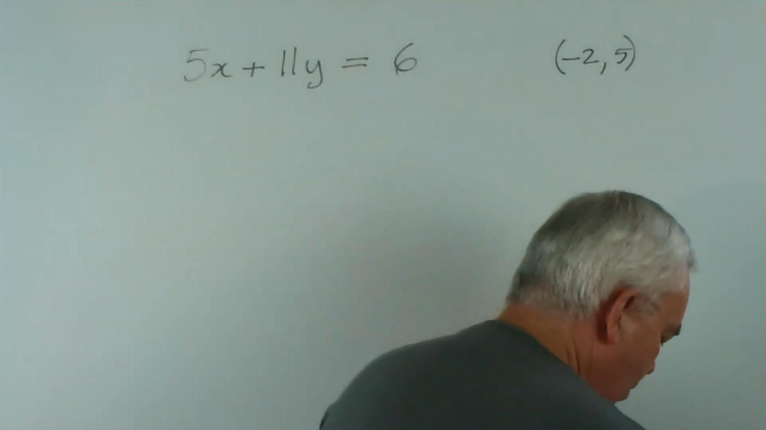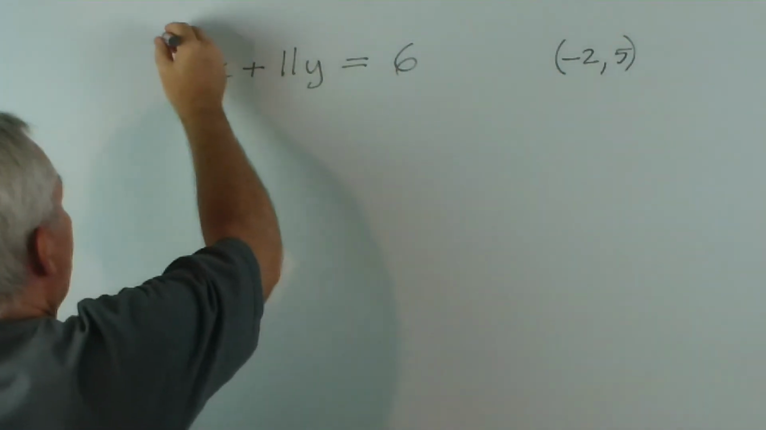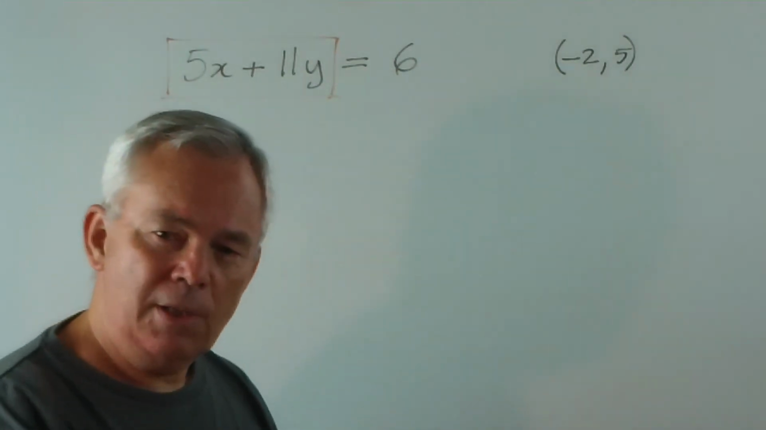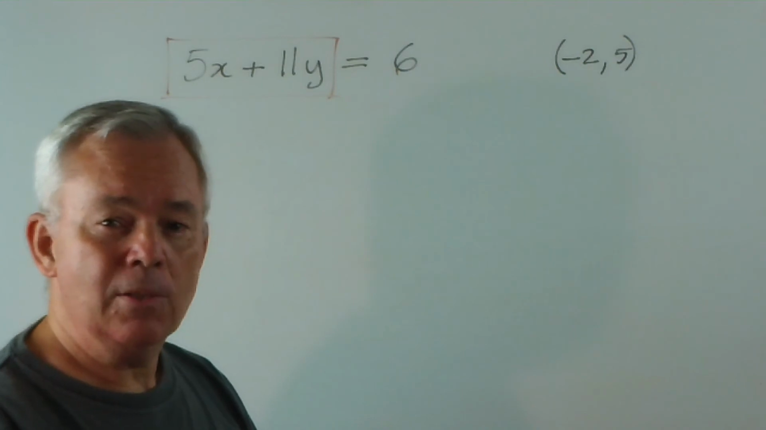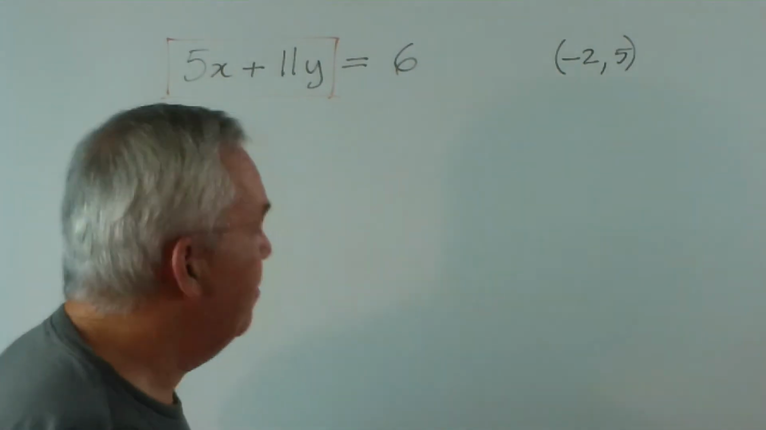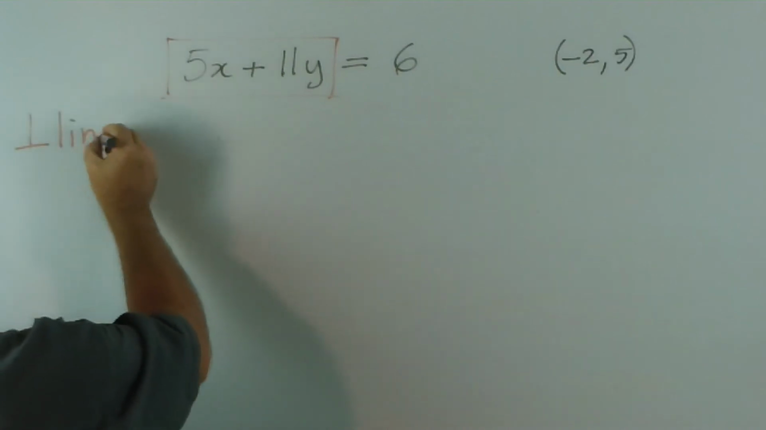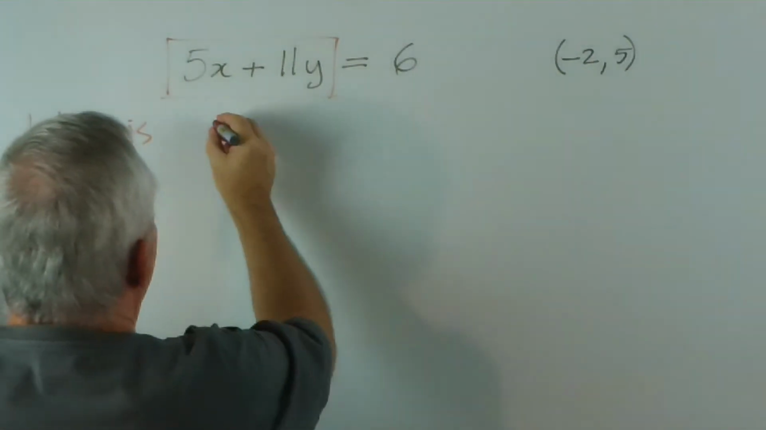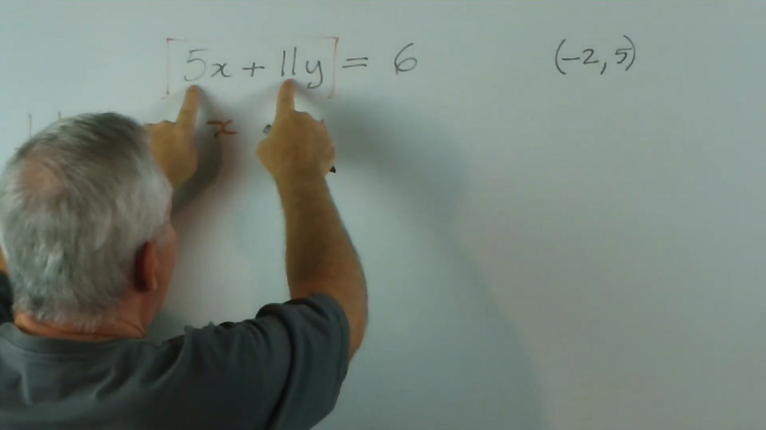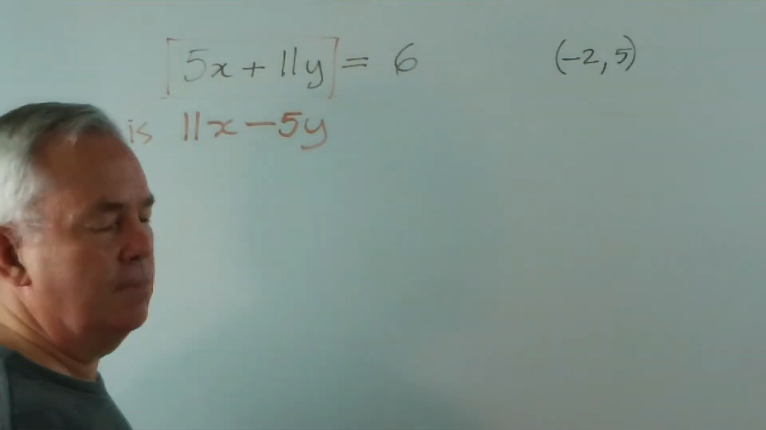So here it is with this faster method. I look at this and I think that contains the information about the gradient. I would have to rearrange the equation to find what the gradient was. So if the teacher asked me or the exam question asked me, I would have to do that. But if I'm not asked to do it, if I'm just asked for a perpendicular line, I say the perpendicular line is, leave my x and y in position, but to change the gradient to the reciprocal, I swap the 11 and the 5, and I change the sign.